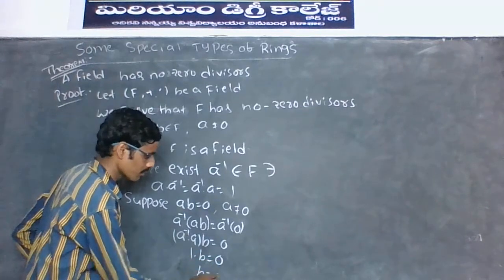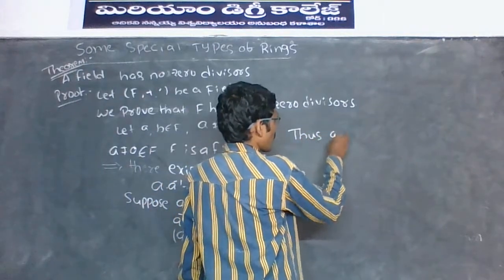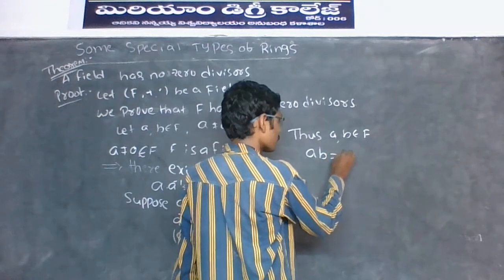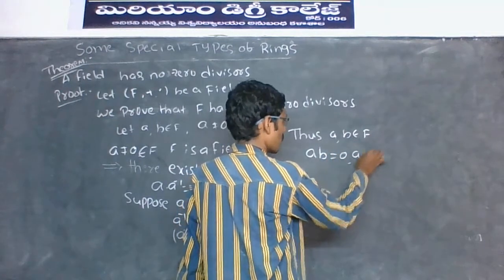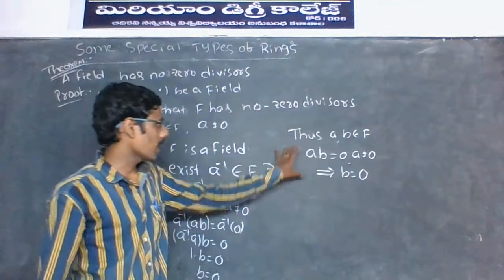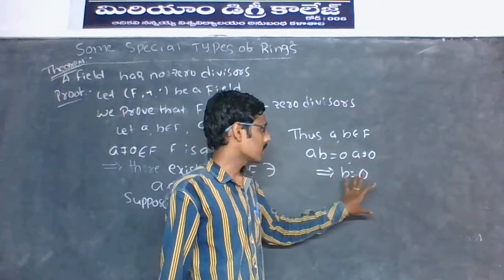B is equal to 0. Thus, A, B belongs to A. AB is equal to 0, A not equal to 0. That implies B is equal to 0.